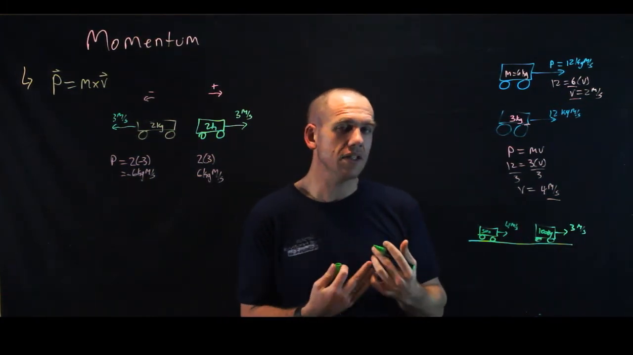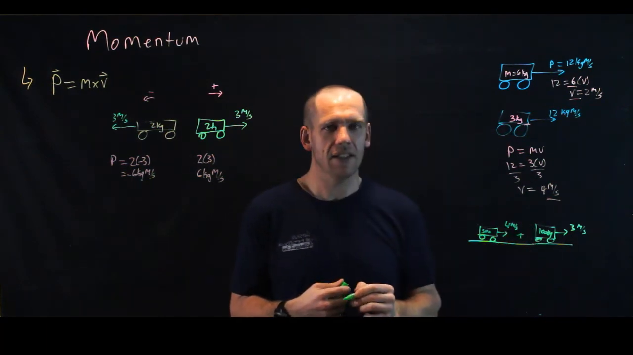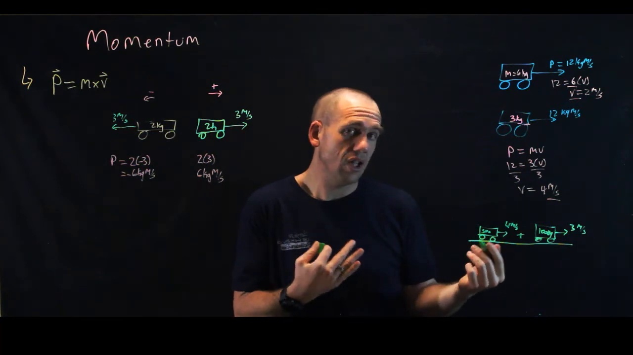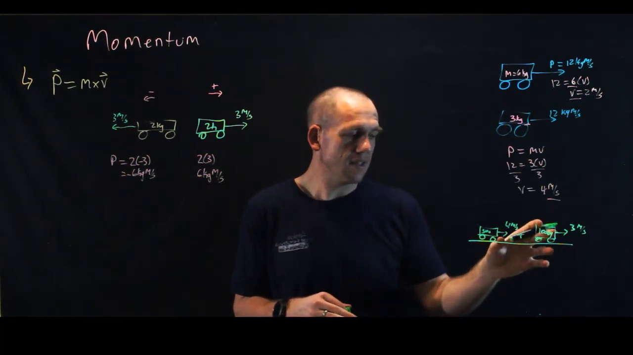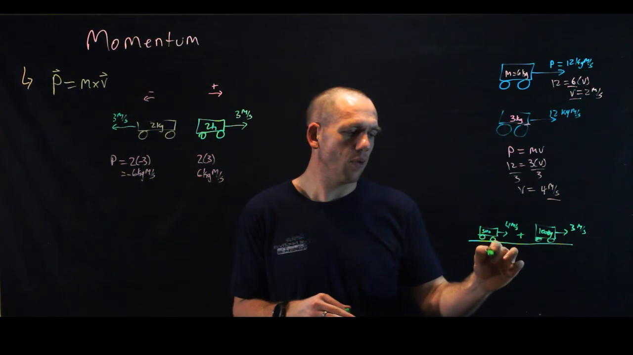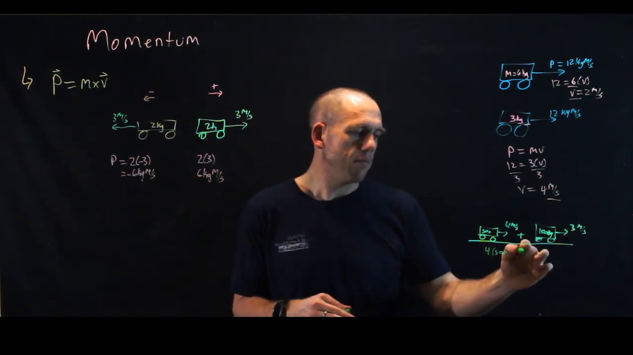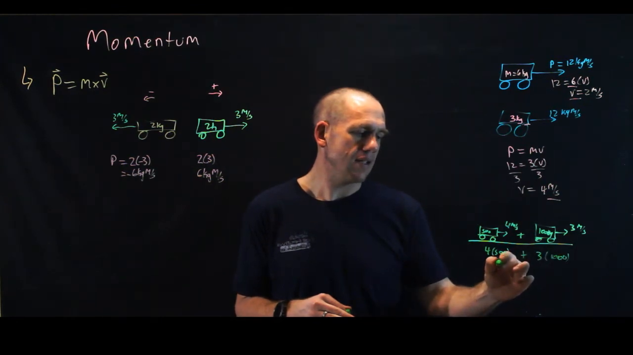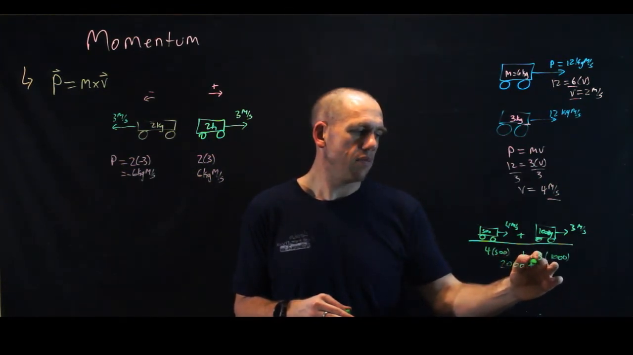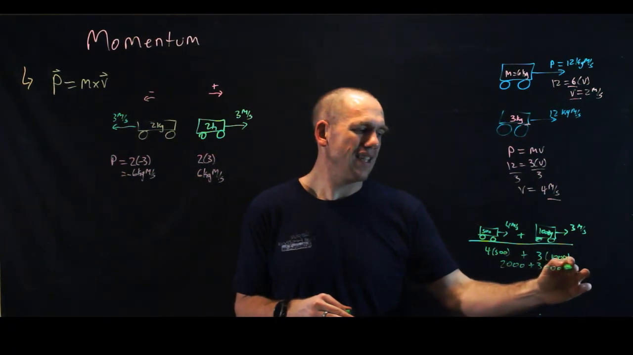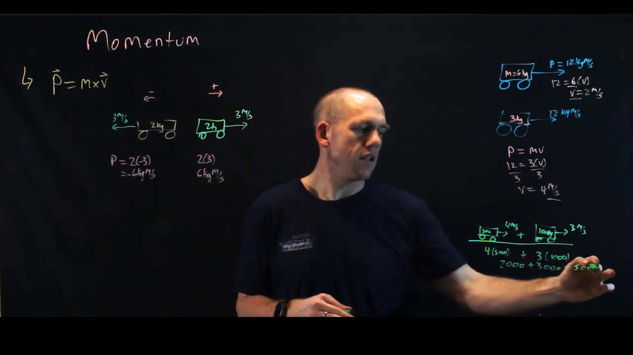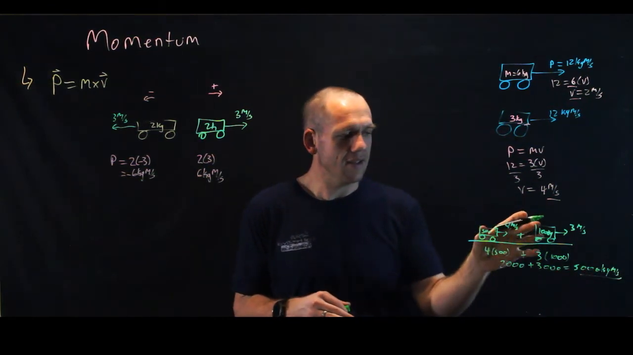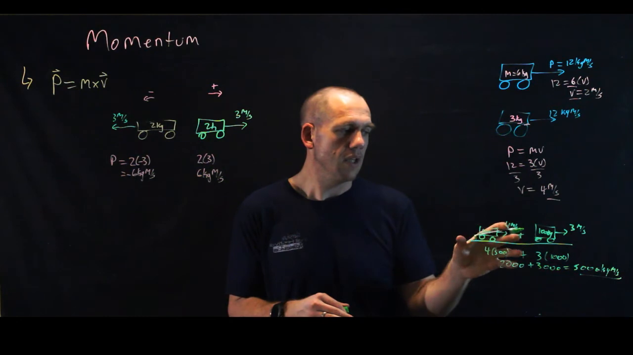Well, the momentum of our system is the momentum of both of these things added together. And since they're moving the same direction to the right, that's actually going to increase the momentum of the system compared to the momentum of an object. So I could take 4 times 500 plus 3 times 1,000, and what I see is 2,000 plus 3,000 equals 5,000 kilogram meters per second. Right? So the momentum of the system is the momentum of everything in the system added together.